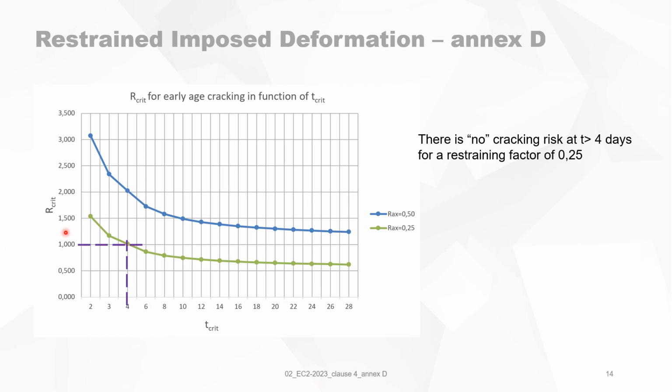And we see now that for a restraint factor of 0.25, after 4 days, there is no cracking risk. So that's interesting to know. After 4 days there is no cracking risk because it's smaller than 1. For a restraint factor of 0.5, it's more or less the same. After 7 days, the cracking risk is negligible.